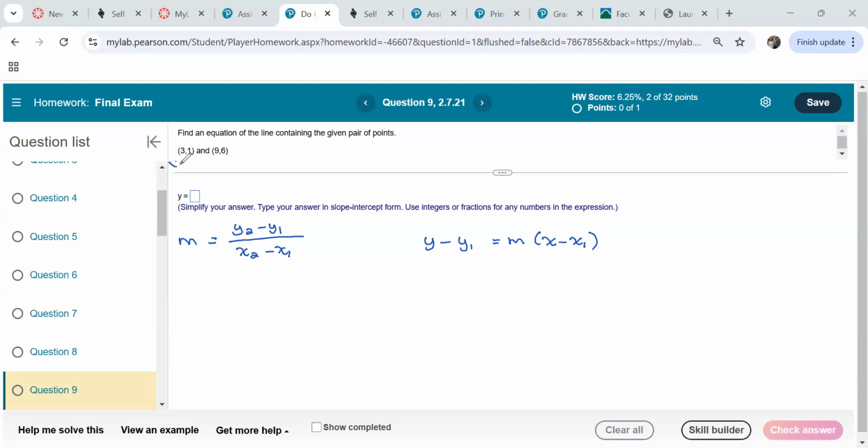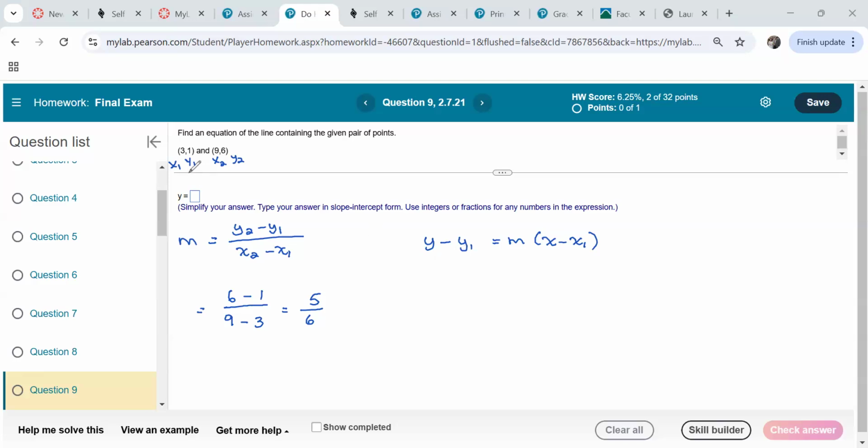So first, let's label these points. I'm going to have these be my 1s, these be my 2s. So we have 6 minus 1 divided by 9 minus 3. This is going to be 5 over 6.